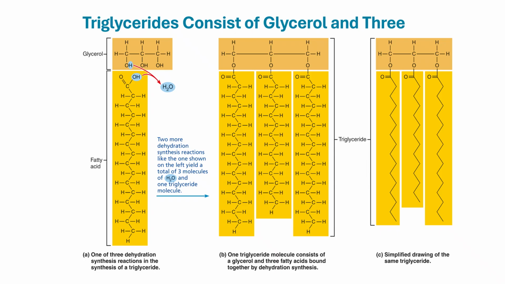And this can happen for 3 of these. So if you take another fatty acid and bring it up to this OH group, it'll throw out another water and it'll bond there. And then if you bring another fatty acid and bond it to this OH, we get another one. So this is a triglyceride. That's why, tri means 3. Triglyceride: so 3 fatty acids and a glyceride.